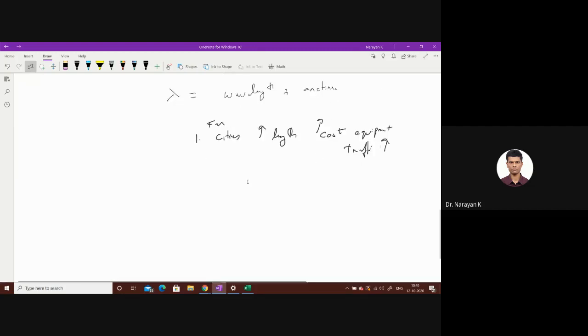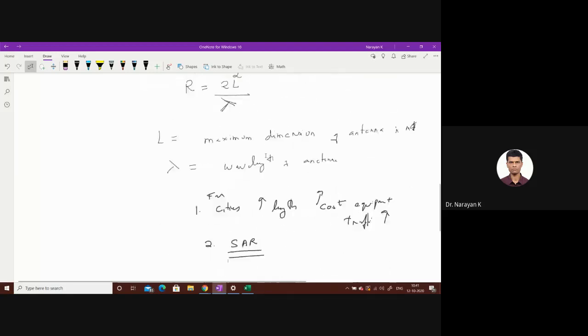Okay, next, what you can do is buy a phone after seeing this SAR value, specific absorption rate. You can check that SAR value of the phone on Google. I already discussed this.